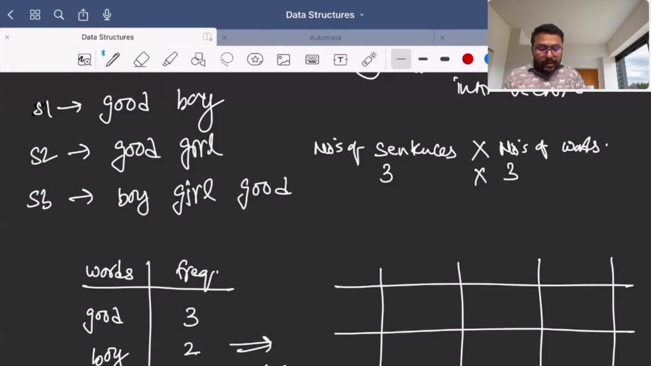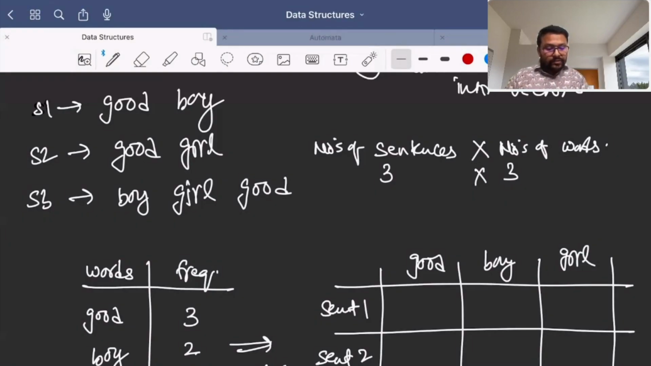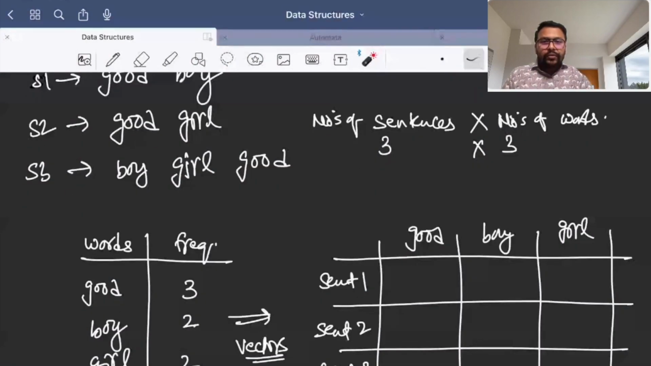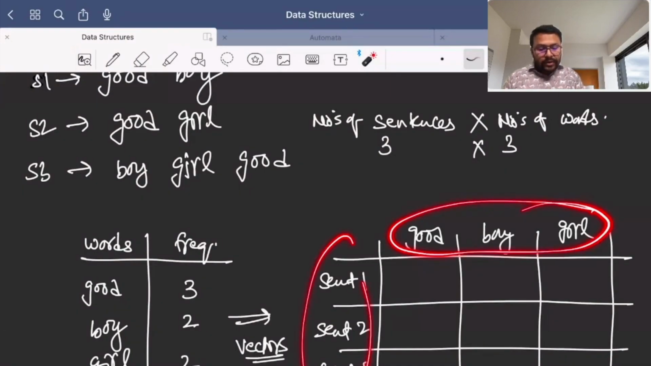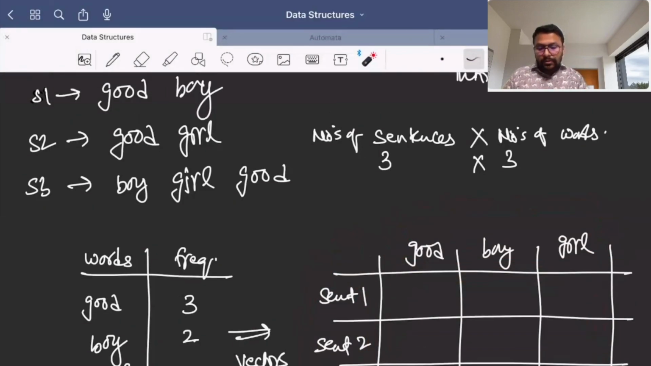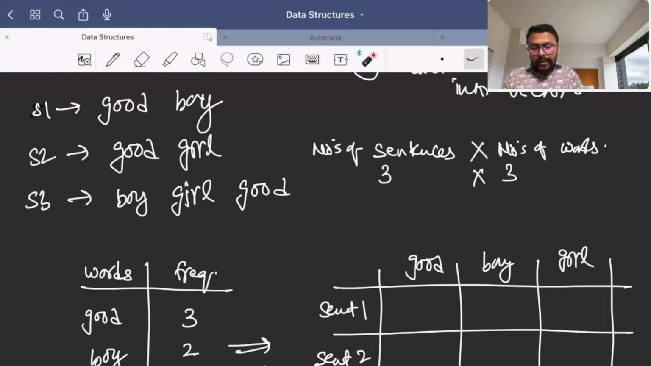So let me make a matrix of 3 by 3 here: sentence 1, sentence 2, sentence 3 on one side, and good, boy and girl on the other. It is a 3 cross 3 matrix. When you give this data to your machine learning model, you do not give the labels, you only give this particular part as an input. Girl's frequency is not 3, it is only 2.